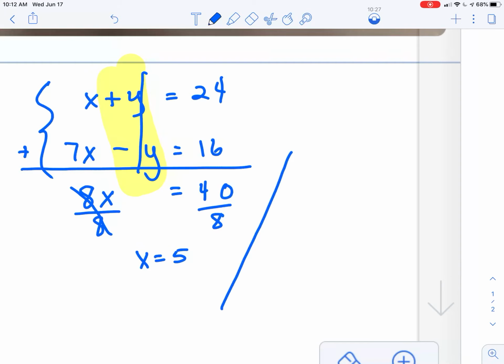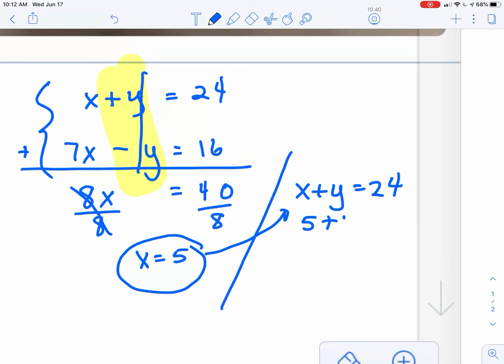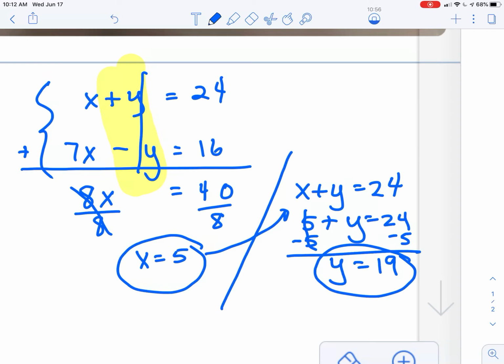So I'm going to take the easier of the two equations, which is going to be the first one up there, and I'm going to substitute 5 in for x. So I have 5 plus y equals 24. Use our algebra here to solve for y. I have y equals 19. So what this says is that x can be 5 and y can be 19 in both of those equations up there, and make those true.